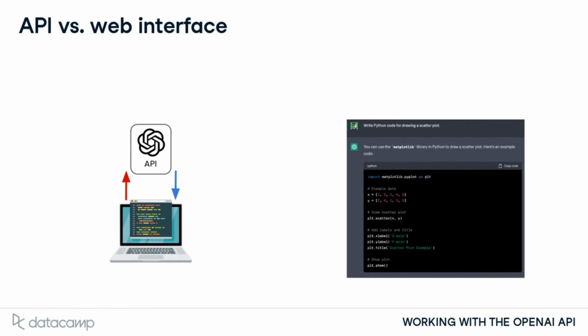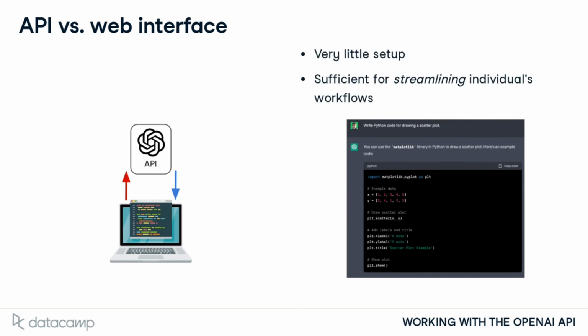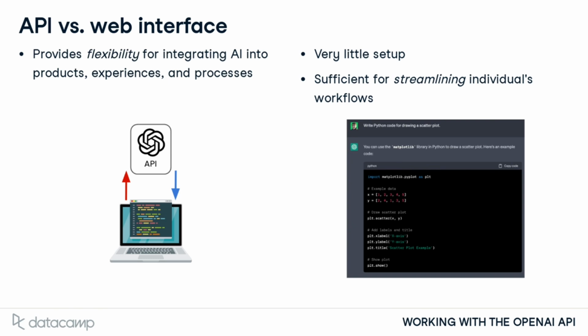Some of OpenAI's models can be used from the web browser, such as via ChatGPT. This low setup browser experience is often sufficient for streamlining our workflows using AI. However, if we're looking to begin integrating AI into our products, customer experiences, and business processes, we'll need the flexibility of working with the models programmatically using an API.